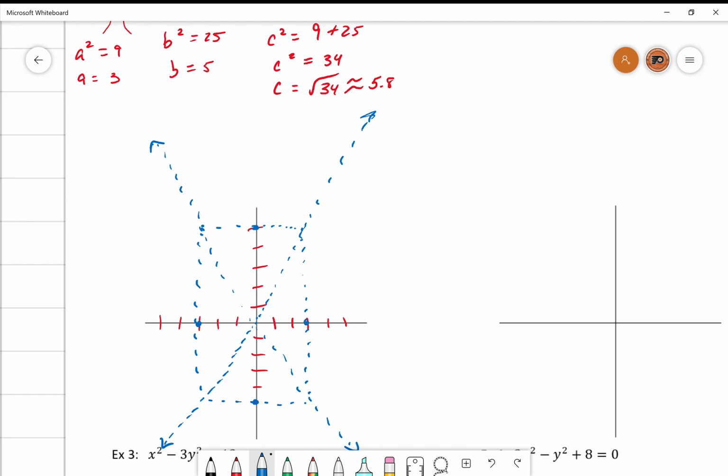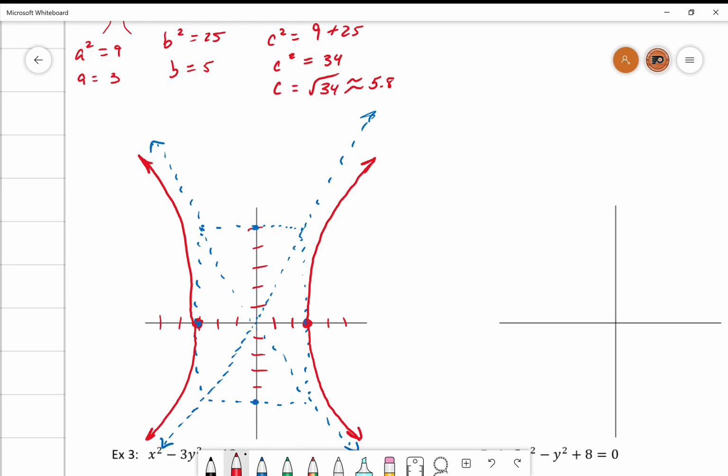Now to get our graph going, I'm going to switch over to a red pen again. We've got a vertex here and a vertex there because a is our distance underneath x squared, which means we're going to go along the x-axis. To sketch our graph, we're just going to come up and stay within the confines of those two asymptotes. No other points needed. On the left side, same thing. Come down towards the asymptote. Don't go into the box and surround it.